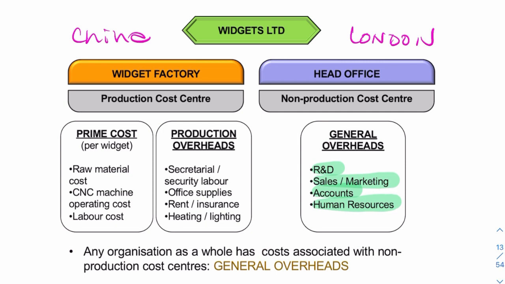But somehow, the widgets produced by the factory need to cover the cost of the head office in London. So that's the idea of overhead absorption. So we're going to be talking about absorbing these overheads. First, we'll be looking at production overheads, and after that, we'll look at general overhead absorption.